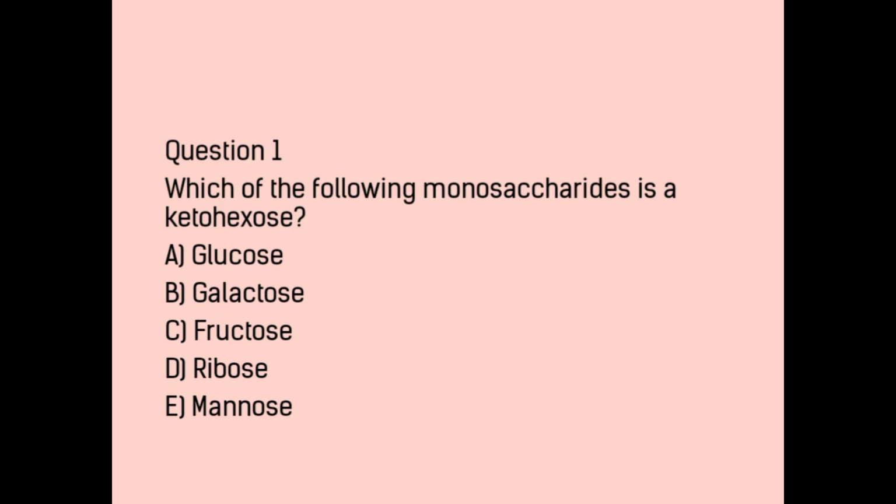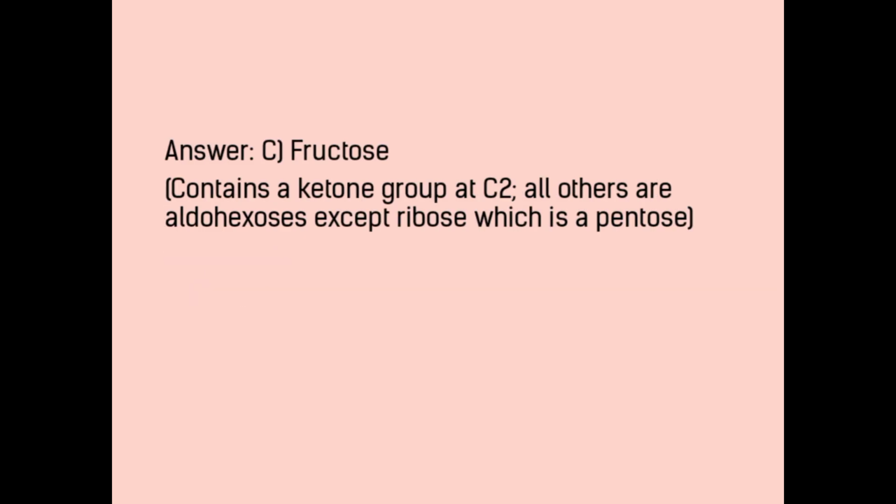Which of the following monosaccharides is a ketohexose? This is a simple one, and the answer is fructose. As you know, fructose is a ketose, and ketose sugars contain the ketone group. But fructose in particular has the ketone group at C2. The C means carbon, so carbon 2.